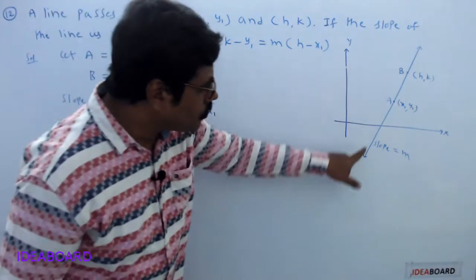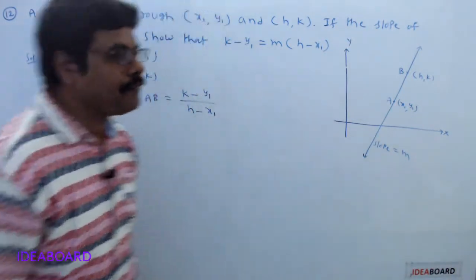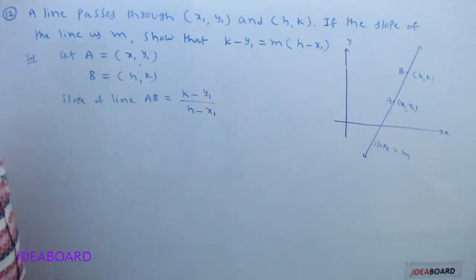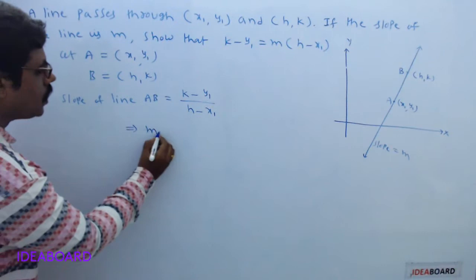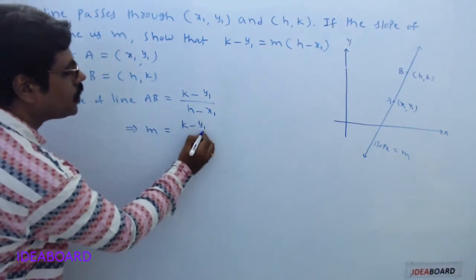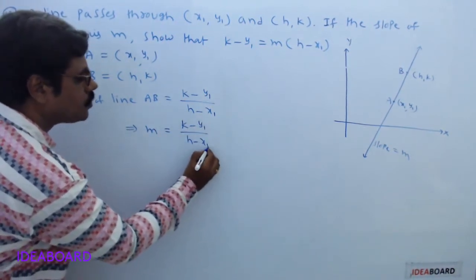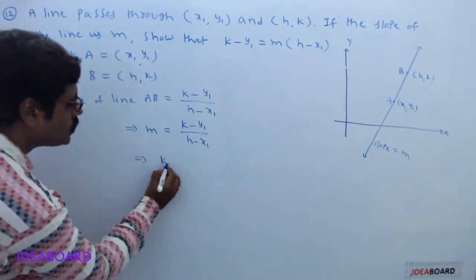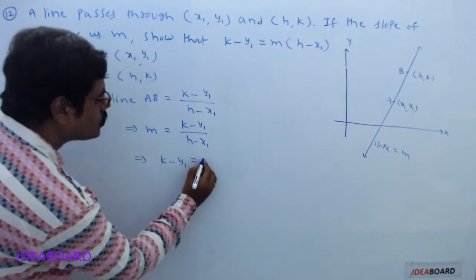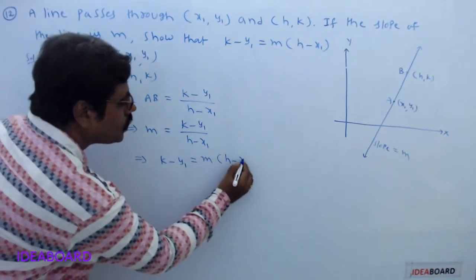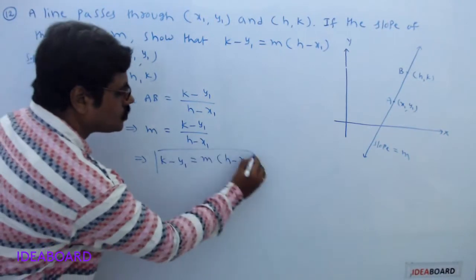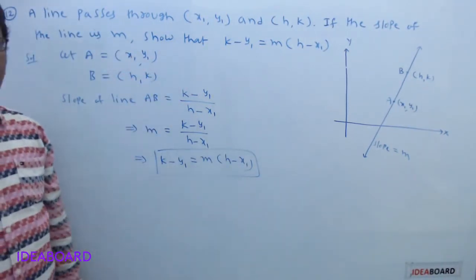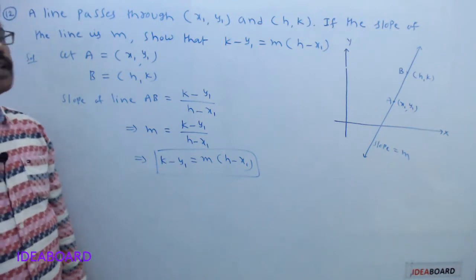But slope of the line AB is given as m. So in place of slope of line AB, you can substitute the value m. So from this, m equals k minus y1 divided by h minus x1. Now do the cross multiplication. So from this, k minus y1 equals m into h minus x1. So this is your required equation: k minus y1 equals m into h minus x1. That's it.